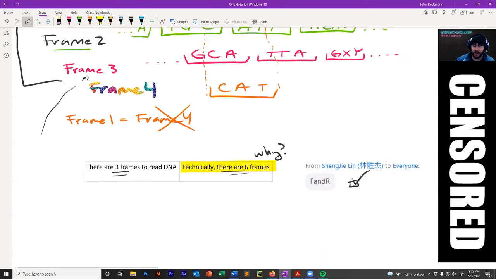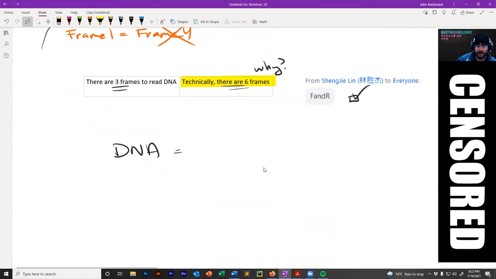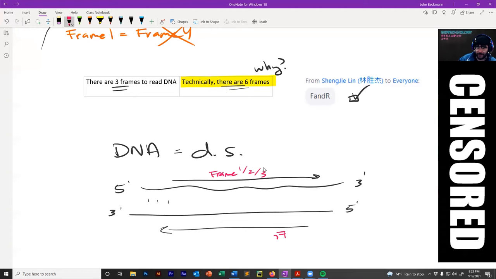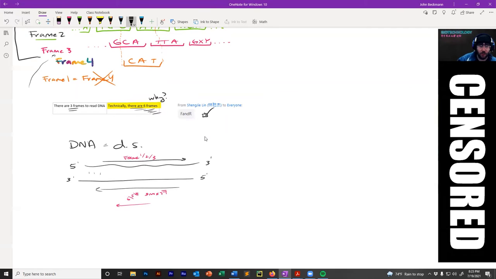DNA is double-stranded. Remember, DNA is double-stranded. That means there's a 5 to 3 prime and there's one going the other way. If there's a gene here, it can be read this way or this way. So frames 1, 2, 3 go this way, and frames 4, 5, 6 go this way. So there are technically six frames. But if you are looking at a gene in 5 to 3, then there are three frames.